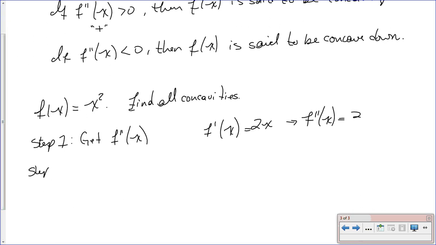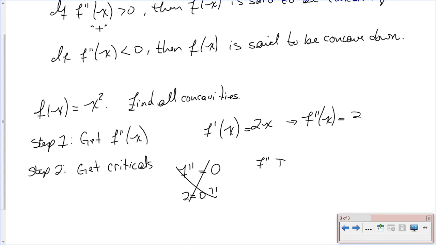So step 2, we've got to get the criticals. You get the criticals of the second derivative the same way you did the first. You take f double prime, set it equal to 0. Well, can we set 2 equal to 0? We can't do that. Are there any places where f double prime does not exist? Nope, because it equals 2. So because of these two cases, this graph is said to have no criticals.